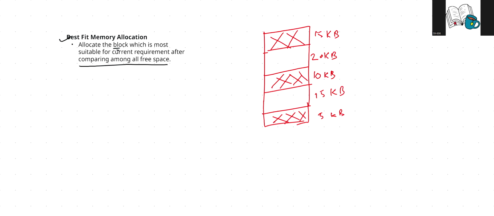Let's say there is some process P1 that requires 15 KB of space. Now let's assume that this is the current scenario of the RAM. In this, all the blocks that are already shaded are the ones which are already allocated to some other process, so we cannot utilize those. The only free blocks available to us are a 20 KB block and a 15 KB block. So the process requirement as of now is 15 KB.